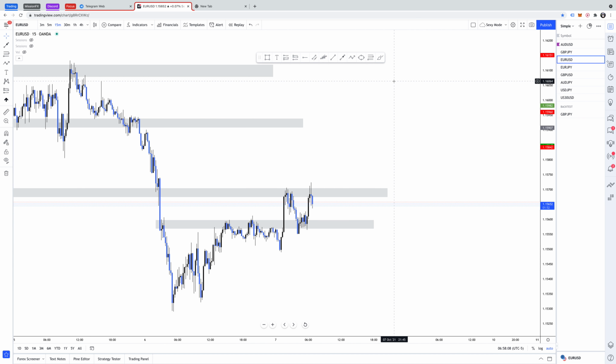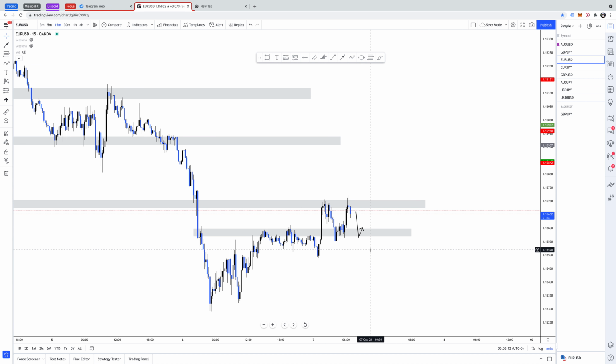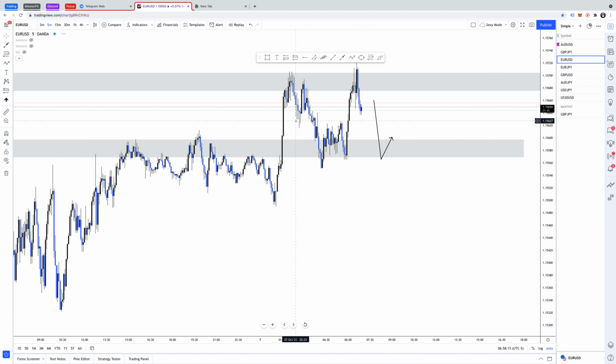Euro USD, I think Euro USD will continue back down to here. I will not look for buys here because this is the second retest of this zone. Again, the first retest usually works fine.